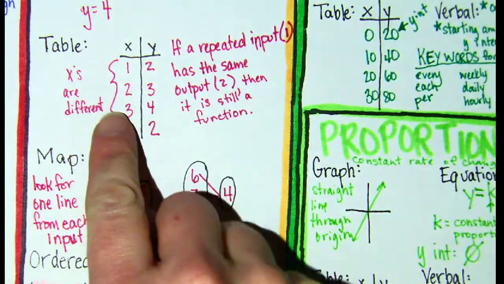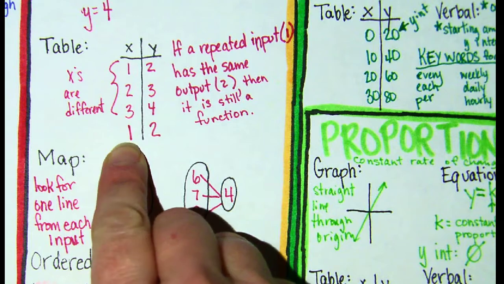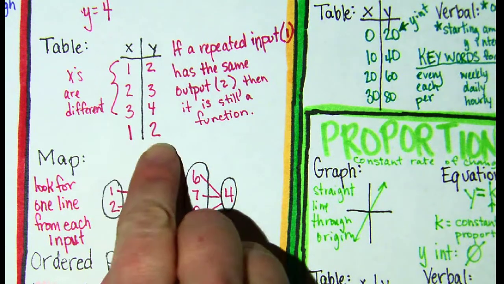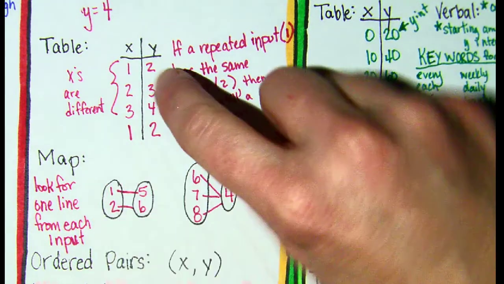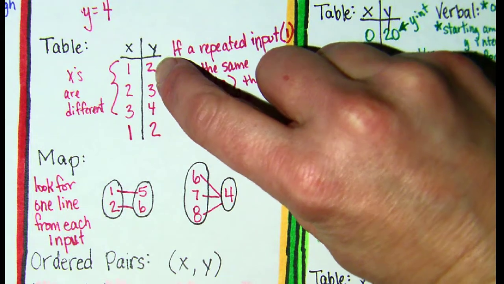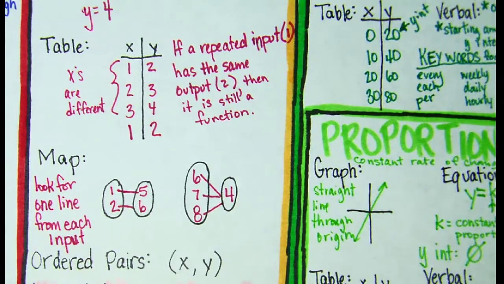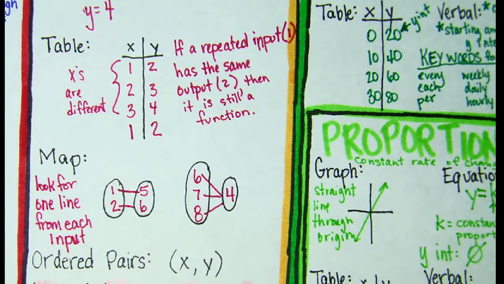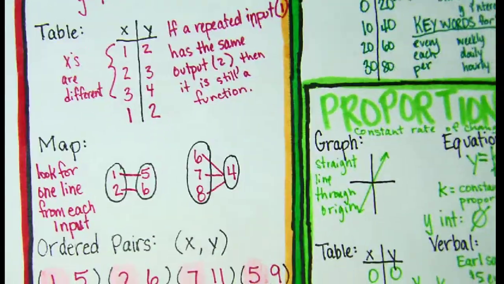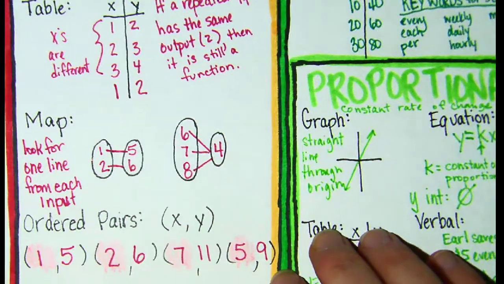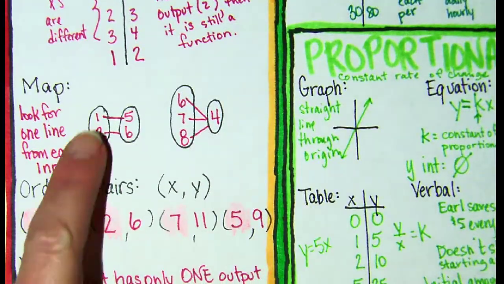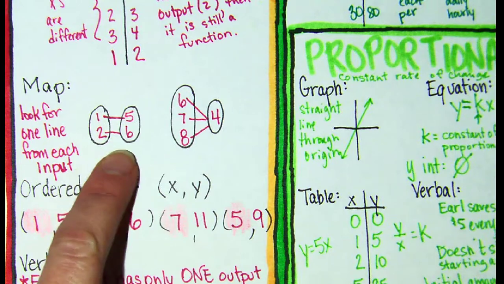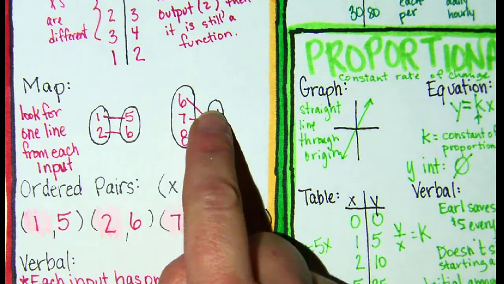Sometimes what you may see is they will repeat an input, but if that input has the same output as what was already listed up here, then it's still a function. So if you put the same input in and you still get the same output, that's okay. That's still a function. What you're going to look for in a mapping diagram for it to still be a function is that there's one line from each of those inputs.